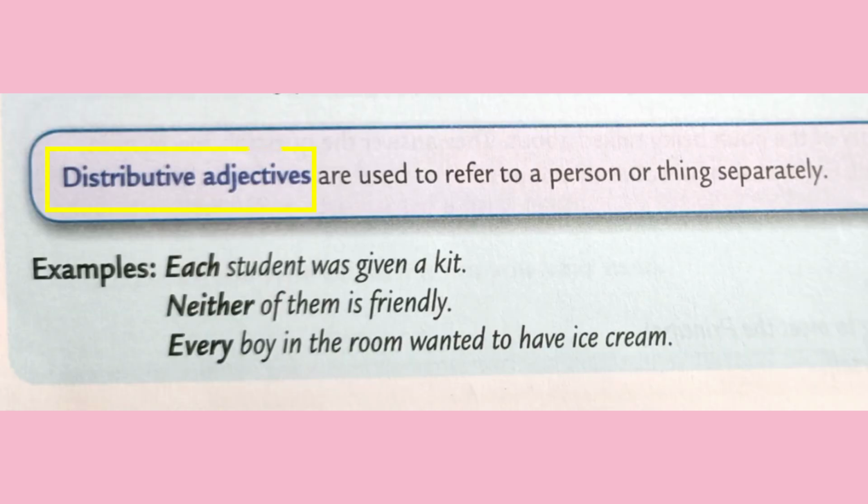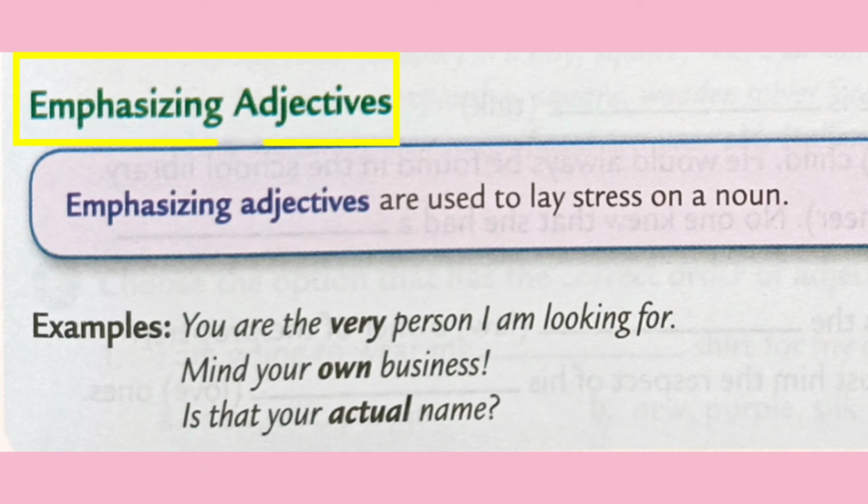Next, we have distributive adjectives. Distributive adjectives are used to refer to a person or thing separately. For example, each student was given a kit. Here, the adjective each talks about every single student separately. Next, we have emphasizing adjectives. These are used to lay stress on a noun. For example, you are the very person I'm looking for. Here, the word very puts more stress on the noun person.